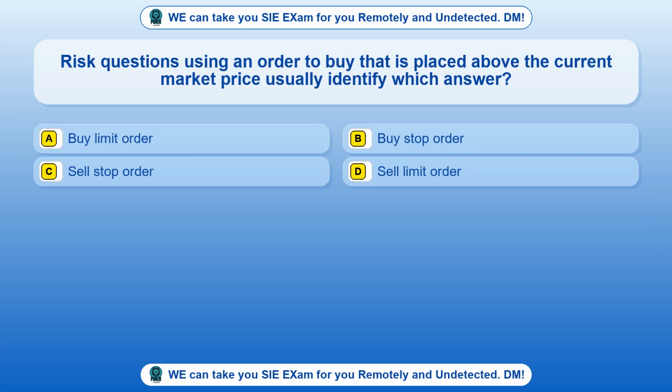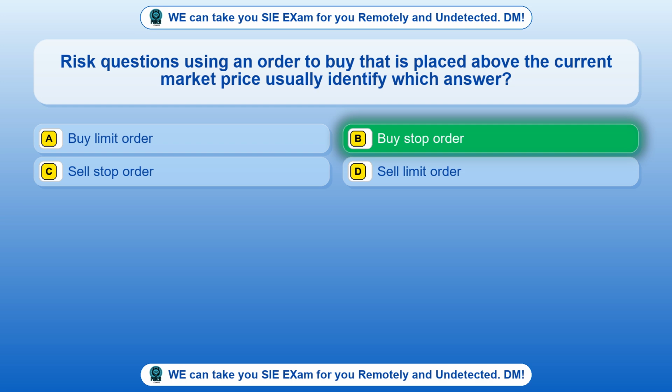Question 62. Risk questions using an order to buy that is placed above the current market price usually identify which answer. Option A, buy limit order. Option B, buy stop order. Option C, sell stop order. Option D, sell limit order. The correct answer is option B, buy stop order.